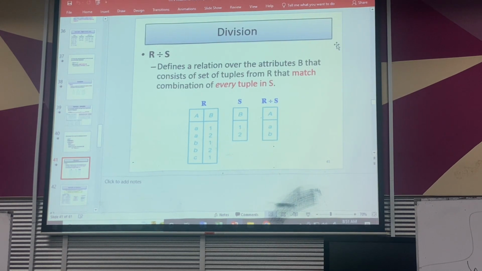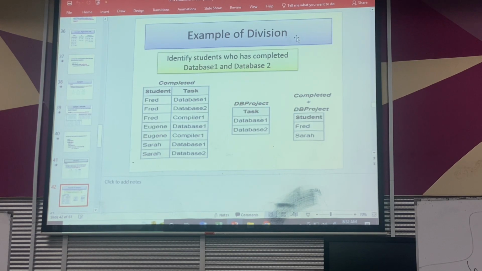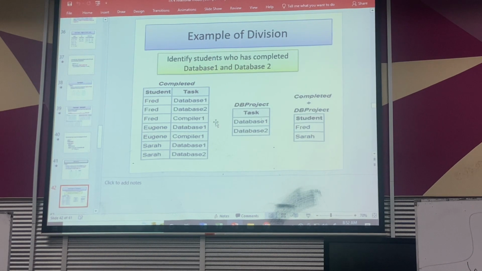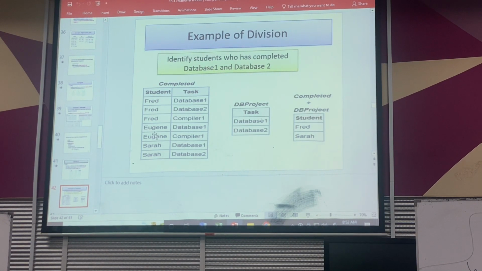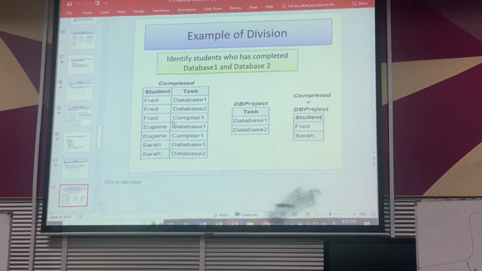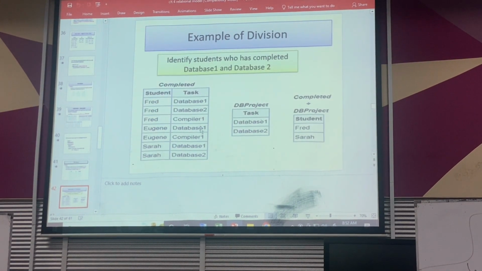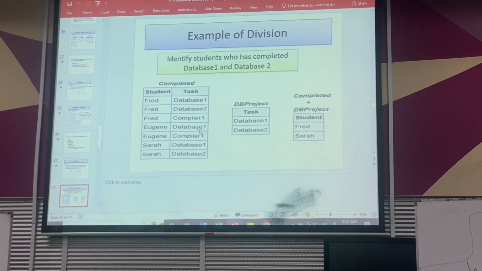Then after that, divide. Relational divide, as I mentioned. So R divided by S. Which one has 1 and 2 together? Only A and B. C doesn't have it, so A, B. This is a sample. I divide completed with the DBT project. You can see which one has task 1 and task 2 together. Grace 1, 2. Sarah 1, 2. So only 2. This Eugene and this Eugene cannot be put because they have database 1 only; they're missing database 2. So this is the remaining.